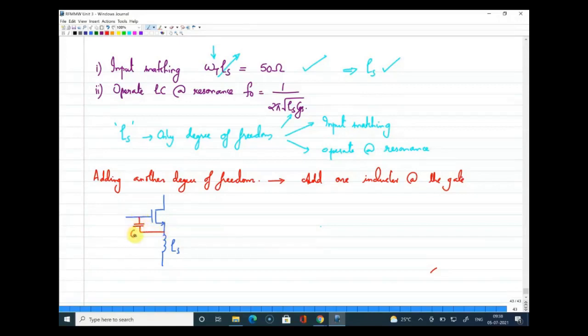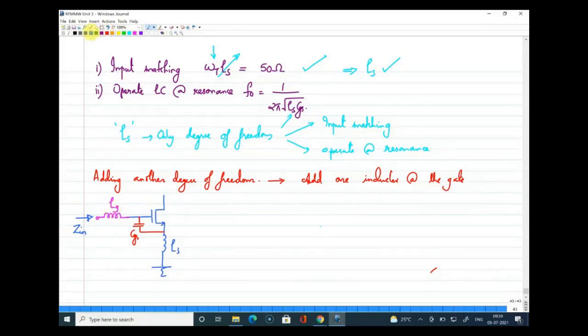This is the CGS value, and what I was checking is, looking from this side, I need to have an input impedance of 50 ohm, and at the same time it should operate at resonance, but that is not possible. So the solution proposed here is, we can add an inductance in series to the gate as LG. The beauty of adding an inductance LG is that it will also ease a lot in analysis.